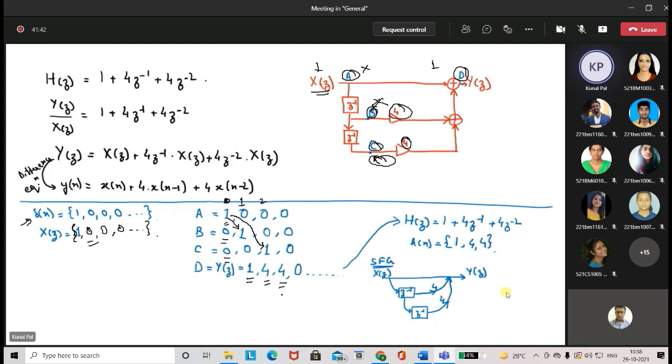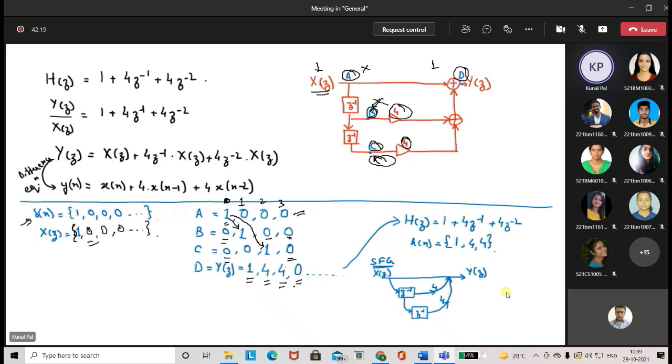Now, when you again look into the next instance at n equals 3, what do you get? Here we are having 0. So in this case, we will be having 0. At node C, we will be having a value of 0. And then even at D, we will be having a value of 0.